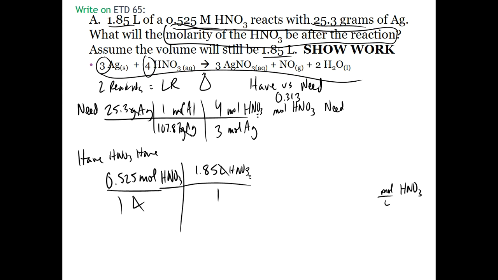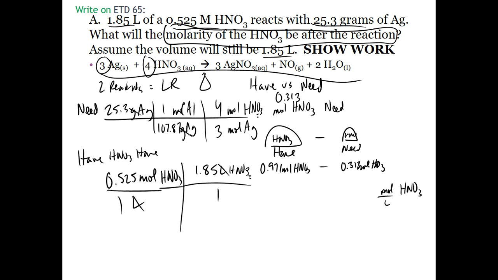When I punch that in, it tells me I have, three sig figs, 0.971 moles of the nitric. That's what I have. So I have this big old pile of nitric in my entire jug. And then I take what I need, which was a much smaller pile of the nitric: 0.313 moles of that nitric to react and get rid of all of that silver. So I take the difference, right?